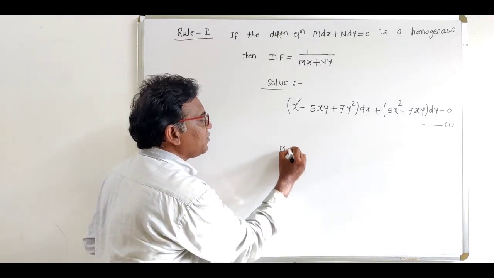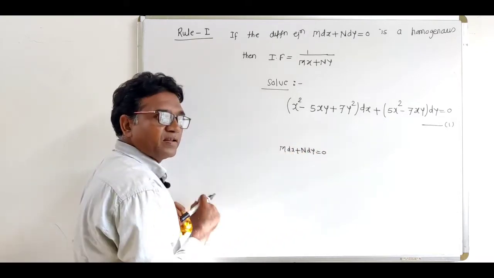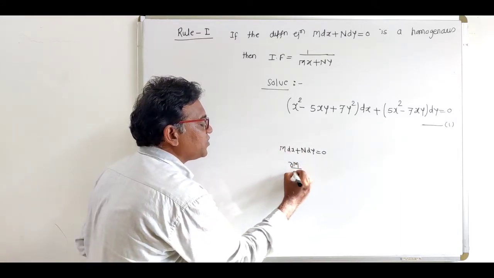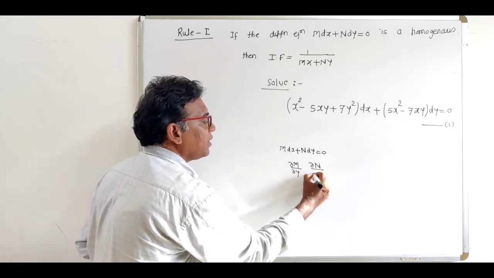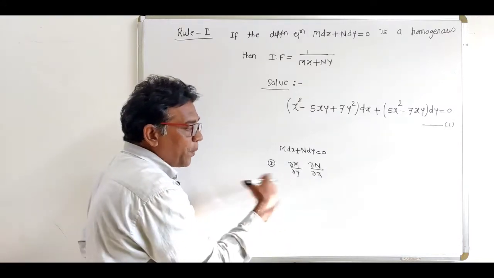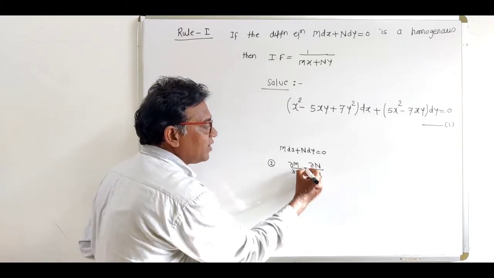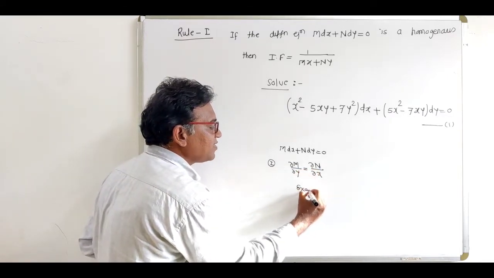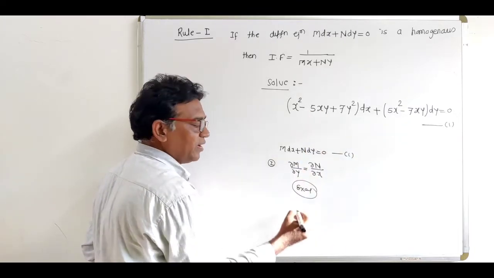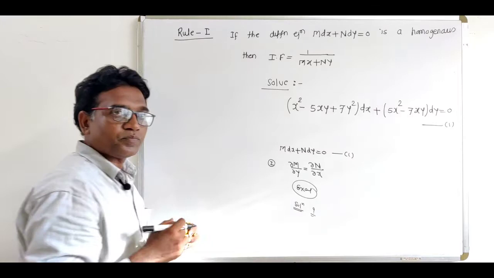If the differential equation M dx plus N dy equal to 0 is the given pattern, then what is the first step? We have to find the partial derivatives del M by del y and del N by del x. If these two partial derivatives are equal, then we can say that this differential equation is said to be an exact differential equation, and we can find its solution by using a certain formula.